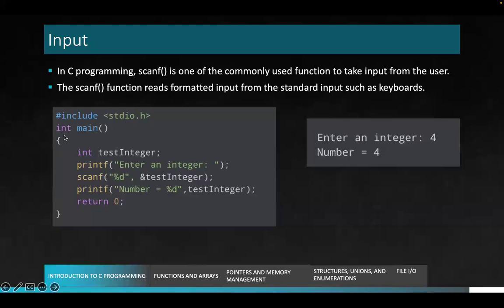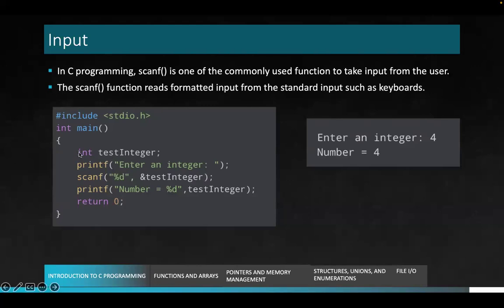Then you want a return value, so the return type of the function is int. Then the main function. Inside the curly braces of the function, you have to write your program. So you want to take a variable to store the value entered by the user. For that you need to take a variable.